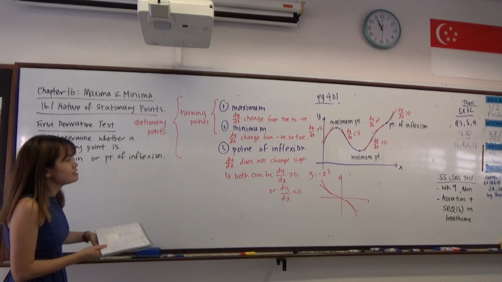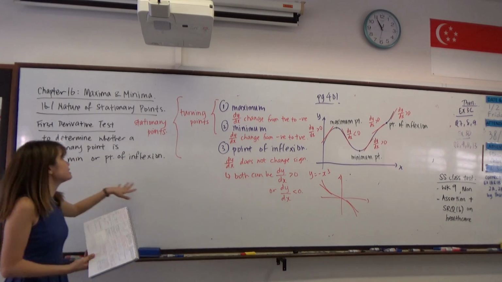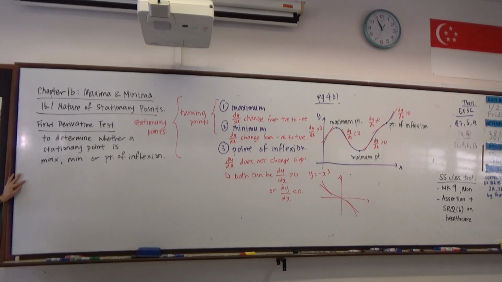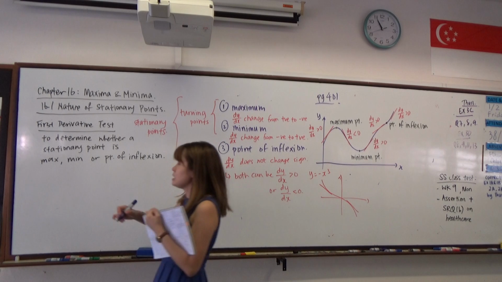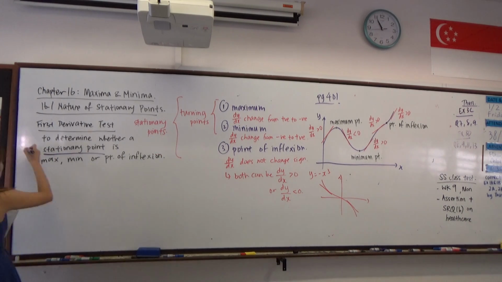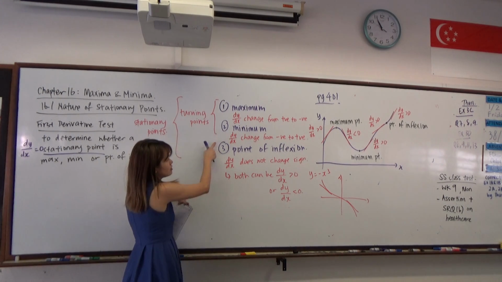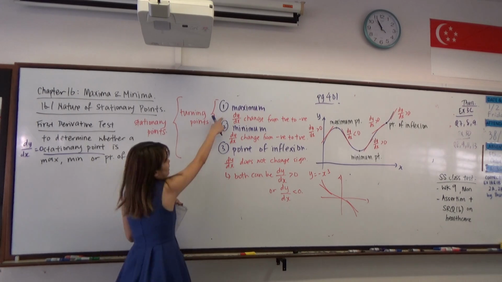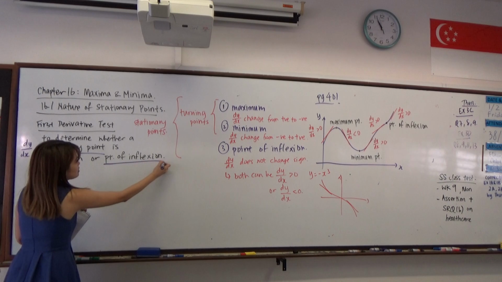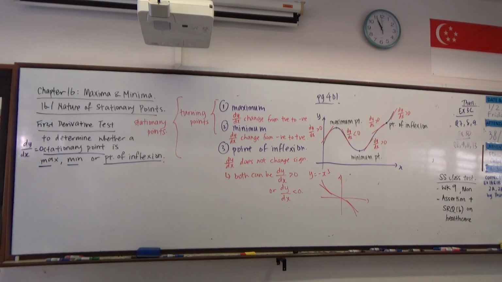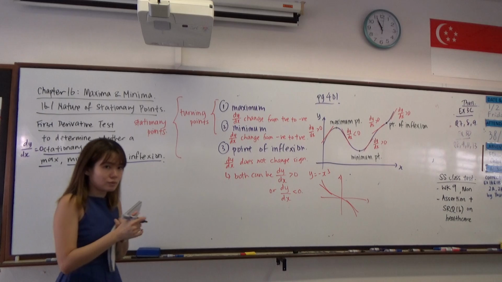So with this in mind, I will introduce the first derivative test. The first derivative test is meant to determine whether a stationary point, in order to determine that it is a stationary point, you will know that dy over dx is equal to 0. But you will need to be familiar with all these three things that I've written in red now, to determine whether it is maximum, minimum or point of inflection. So this is the purpose of a first derivative test.